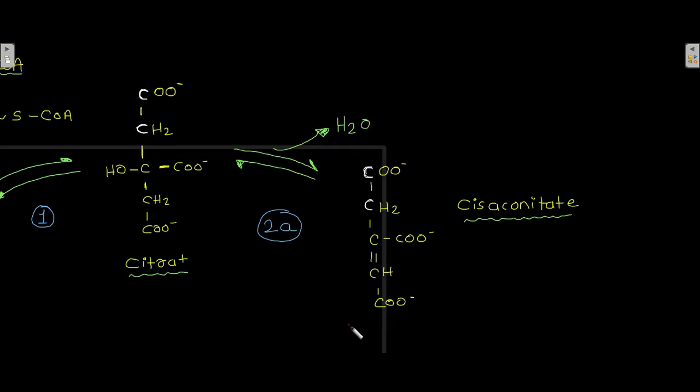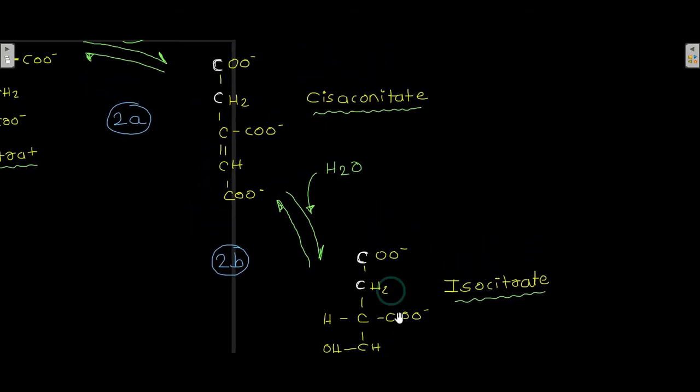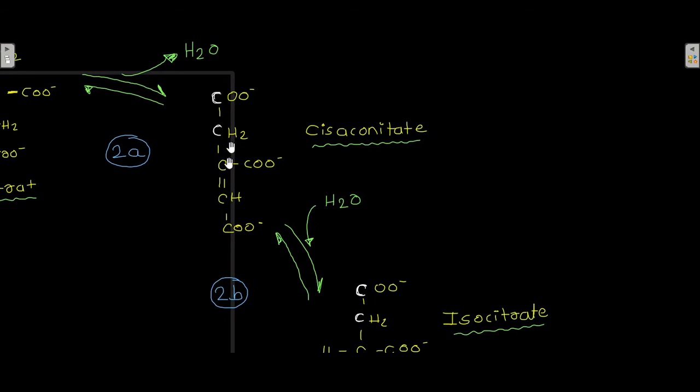And this is how step 2A, that is part A of the second step, looks. Citrate is getting converted into cis-aconitate and there is a release of H2O, as you can see in this step. Now during part B of the second step, a water molecule is added to this cis-aconitate and isocitrate is produced. It causes a rearrangement of the atoms, as you can see.